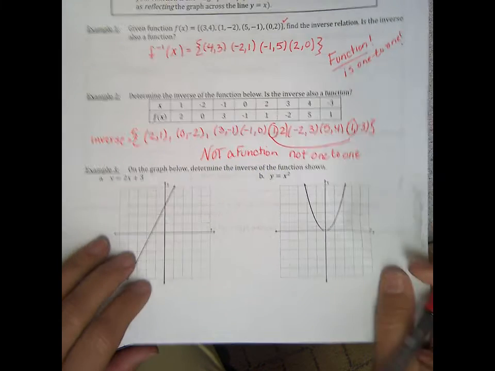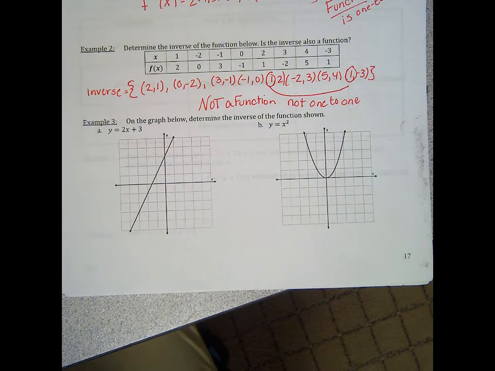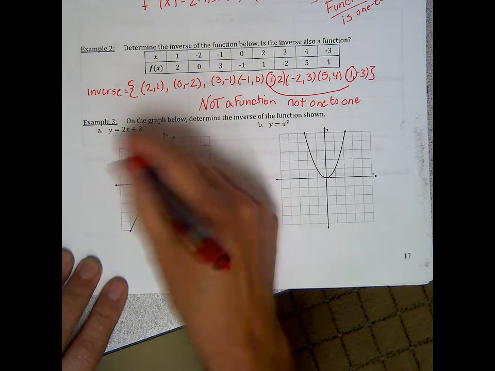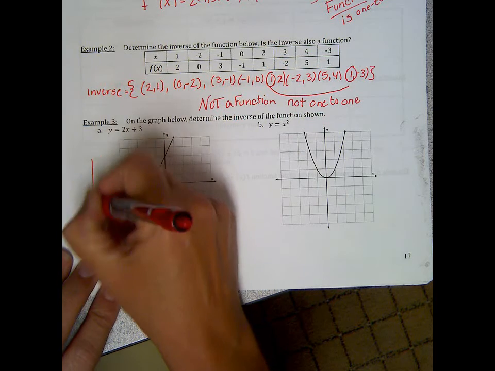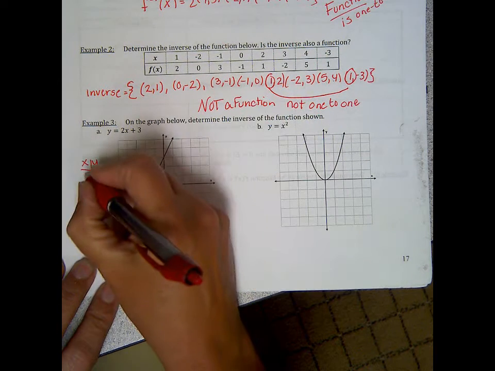Okay, so if you have a graph, on the graph below, determine the inverse of the function as shown. So a couple ways you could do it. I could get a couple points. I think that might be the easiest way on this line. So my original line has the point 0, 3.